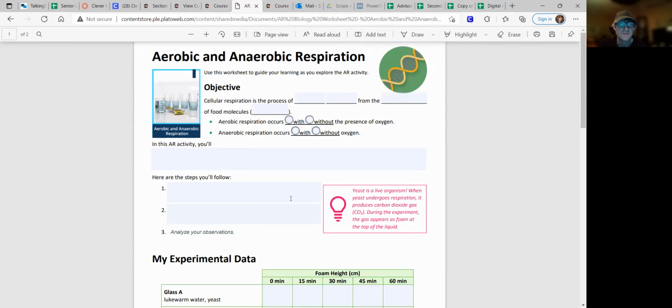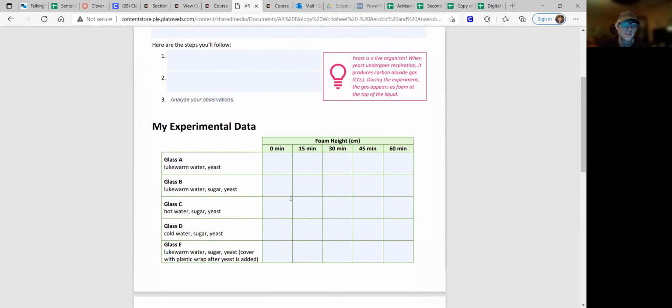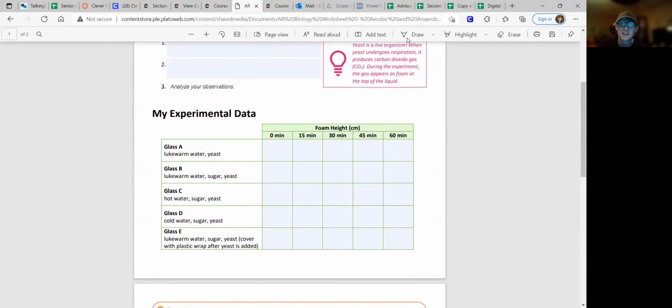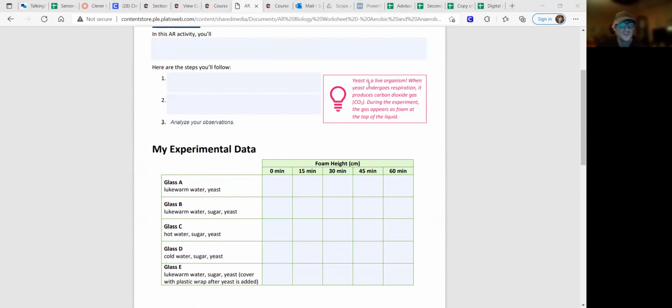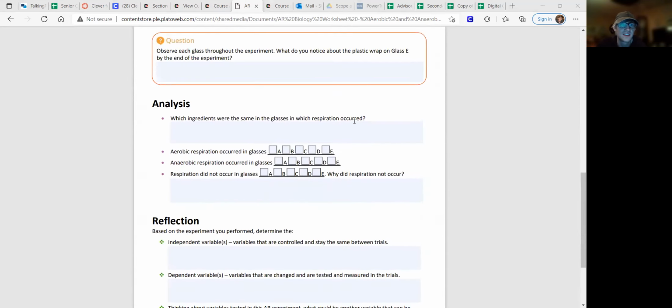So here's the accompanying worksheet, aerobic and anaerobic respiration, if you want to use the AR activity. And here, yeast is a live organism. When yeast undergoes respiration, it produces carbon dioxide gas, CO2. During the experiment, the gas appears as foam at the top of the liquid. So keep that in mind.